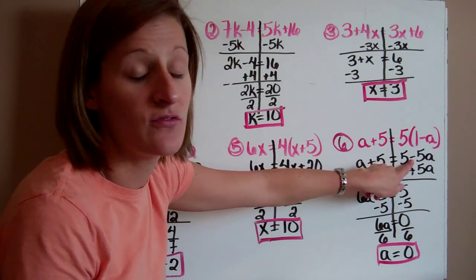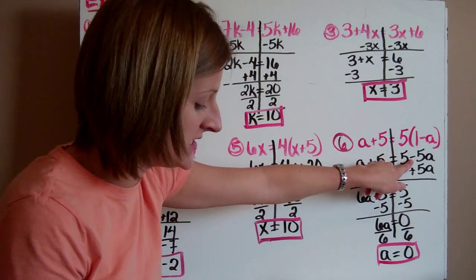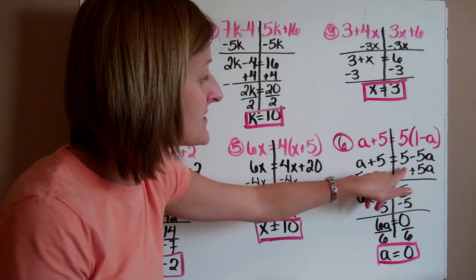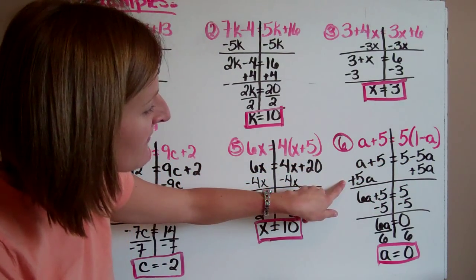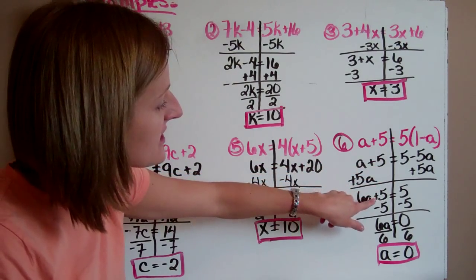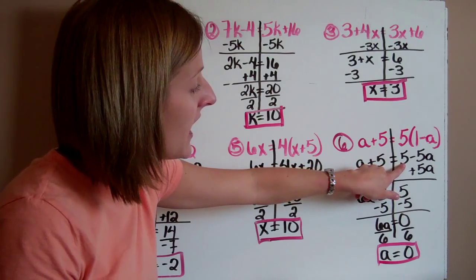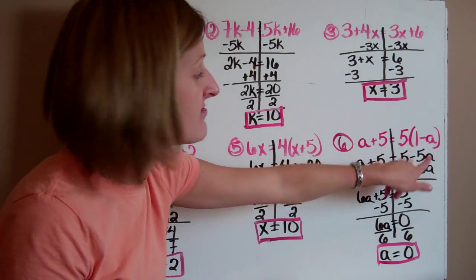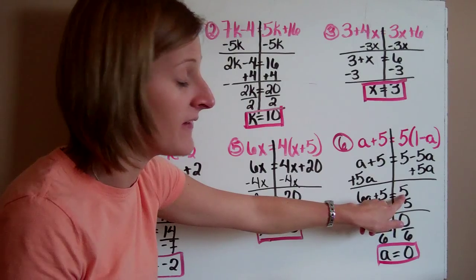I decide I'm going to move this minus 5a, so I need to add 5a to both sides. A plus 5a is 6a. My goodness. I still have my plus 5. Then I have 5 minus 5a plus 5a. That becomes 0, so I'm left with 5.